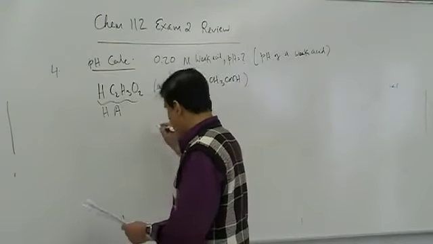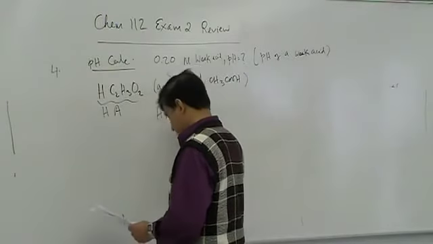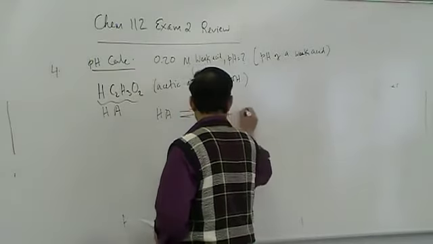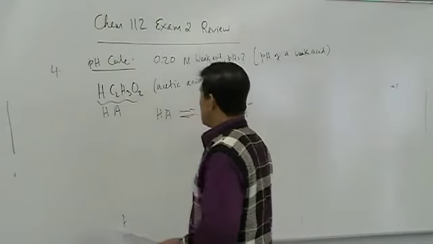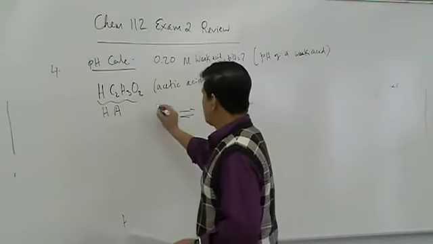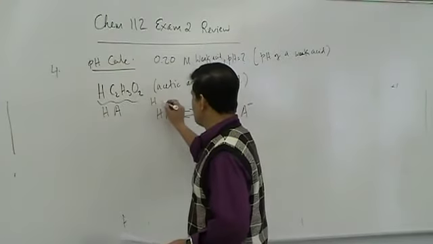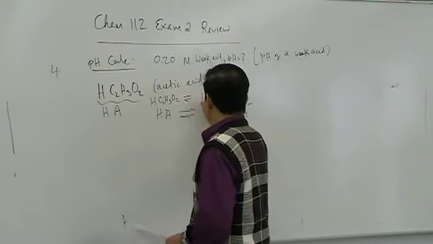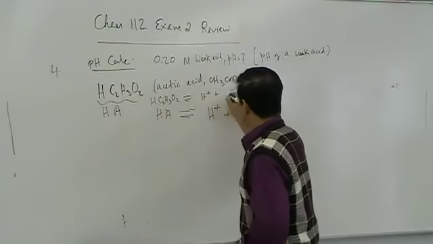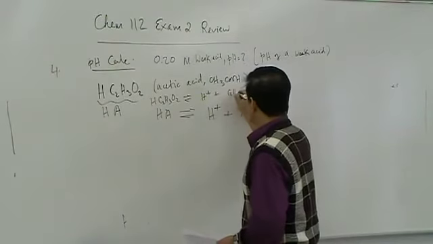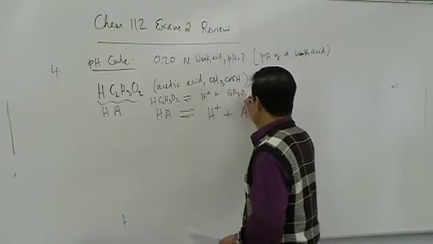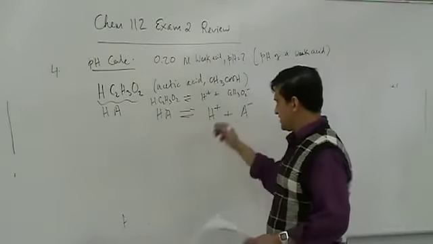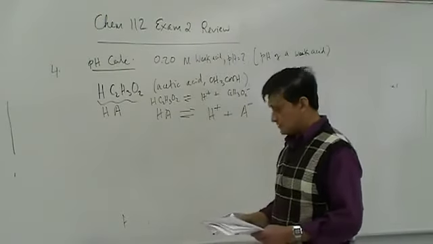So we can write down HA breaking down into H plus and A minus. And if you want to use the exact formula, then it's also possible to write down like this. There's nothing wrong. H plus and C2H3O2 minus. Both are right. This is a symbolic way of writing down the same compound. It's the acetic acid.